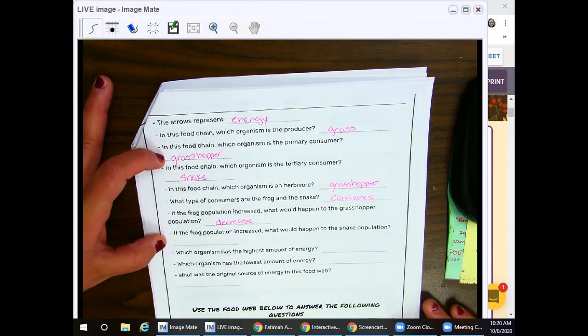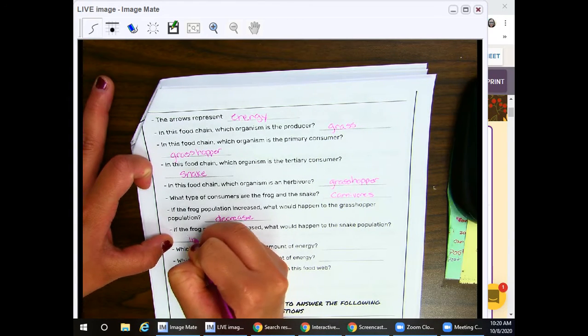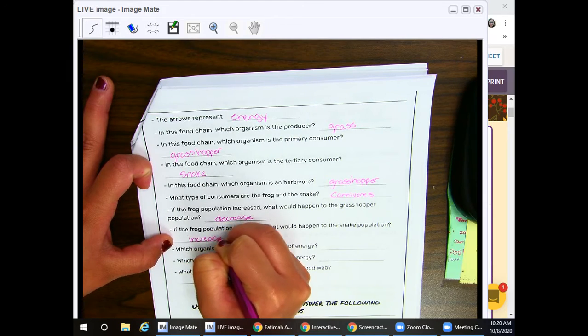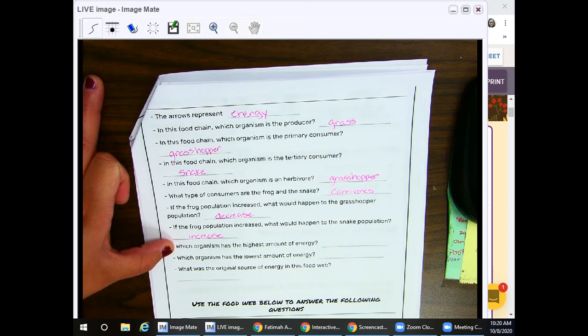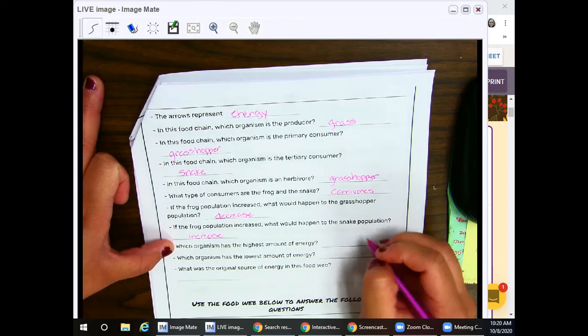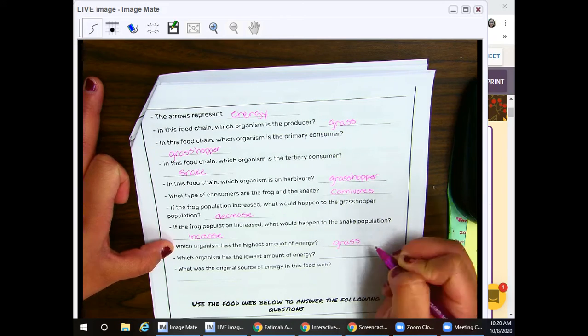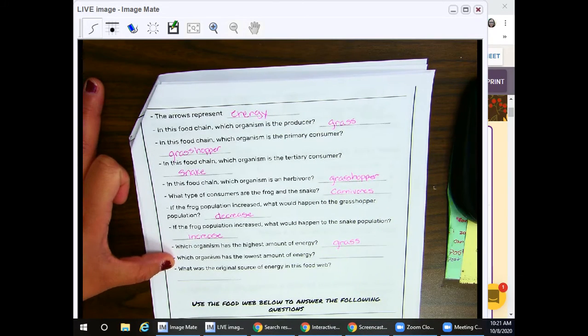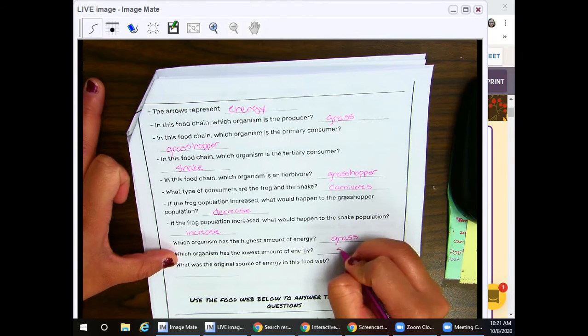If the frog population increased, what would happen to the snake population? Since the snakes eat the frogs, they would increase because there's more frogs to eat. Which organism has the highest amount of energy? It always starts at the bottom of the food chain, so it's the grass. Which organism has the lowest amount of energy? That's the animal at the top of the food chain, so that's the snake.